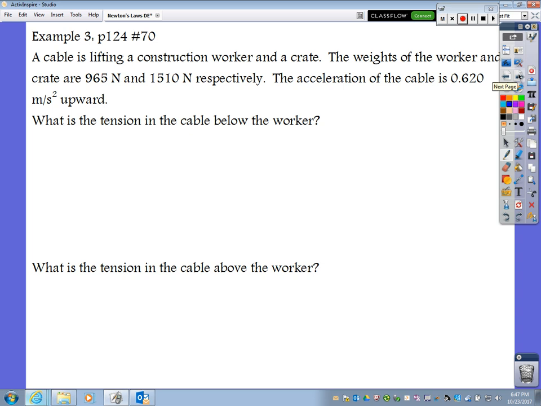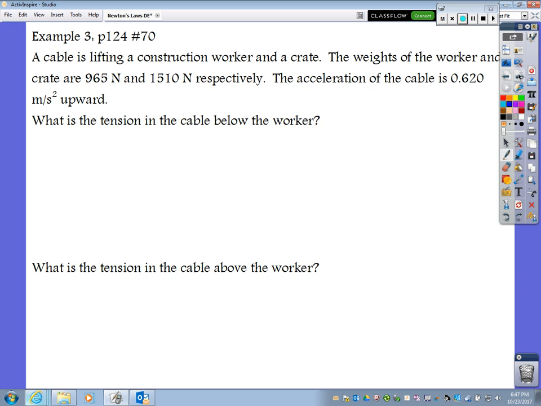Okay, we have one last problem. This one says, a cable is lifting a construction worker and a crate. The weights of the worker and crate are 965 newtons and 1510 newtons respectively. The acceleration of the cable is 0.62 meters per second squared upward. What's the tension in the cable below the worker?